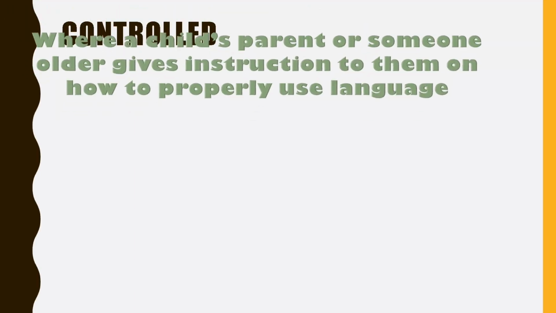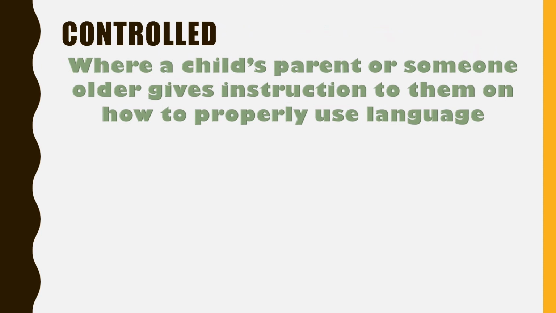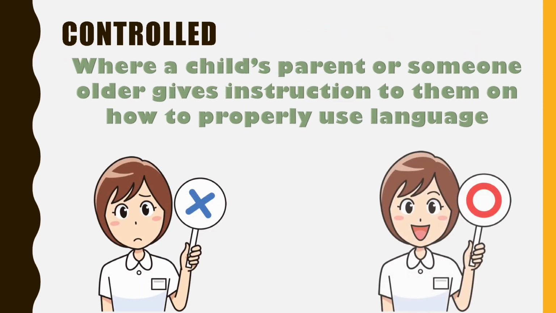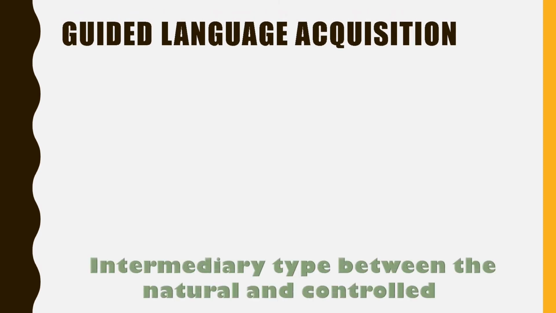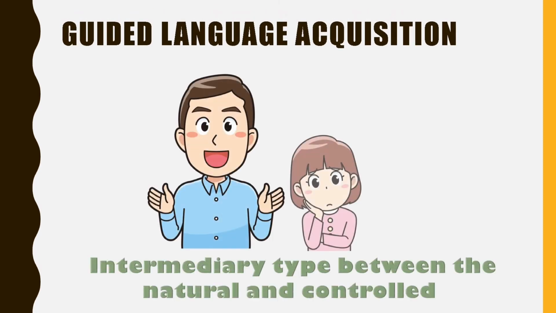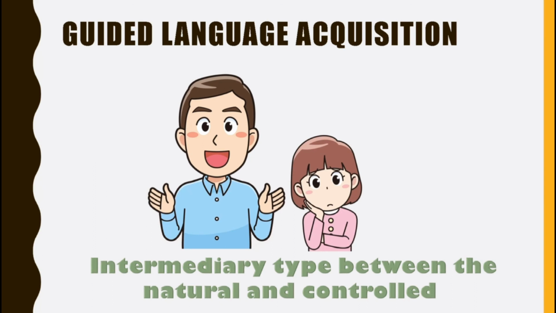The second one is controlled. It is characterized by an ordered exposure to the data of a language, where a child's parent or someone older gives instruction to them on how to properly use language or what are the correct ways to use it. Last but not the least, guided language acquisition. This is an intermediary type between the natural and controlled.